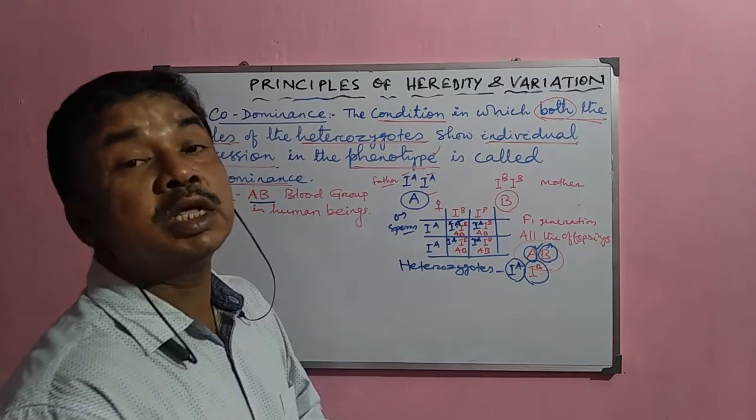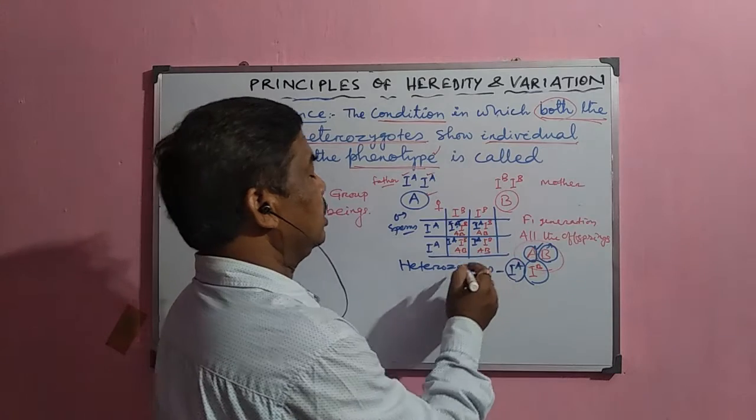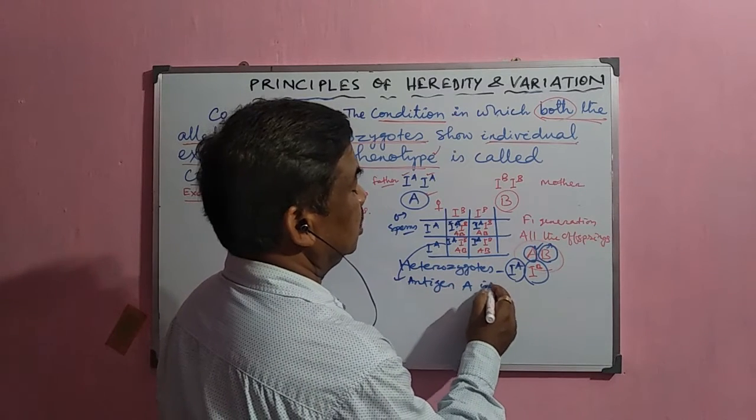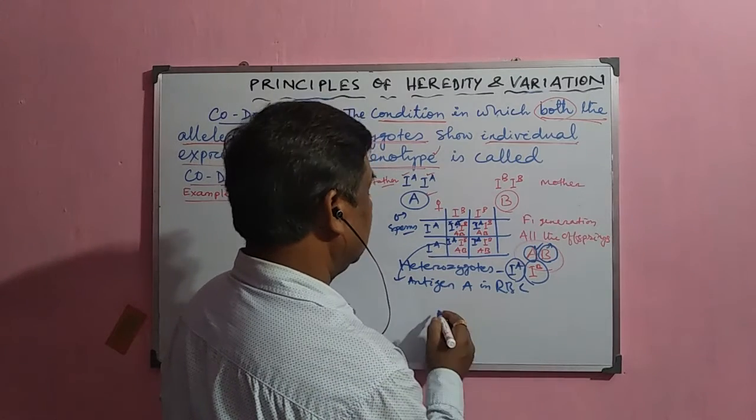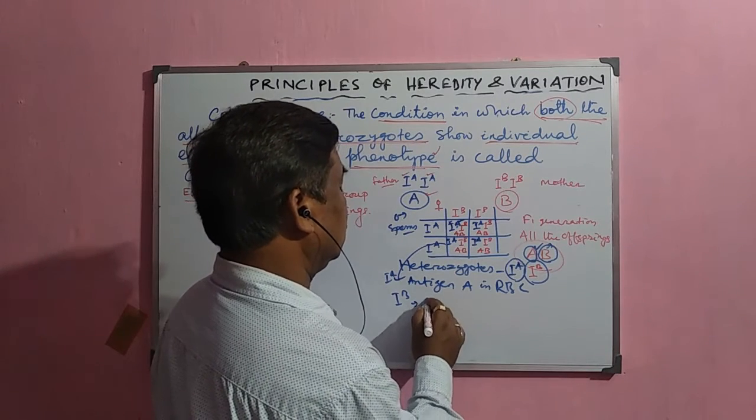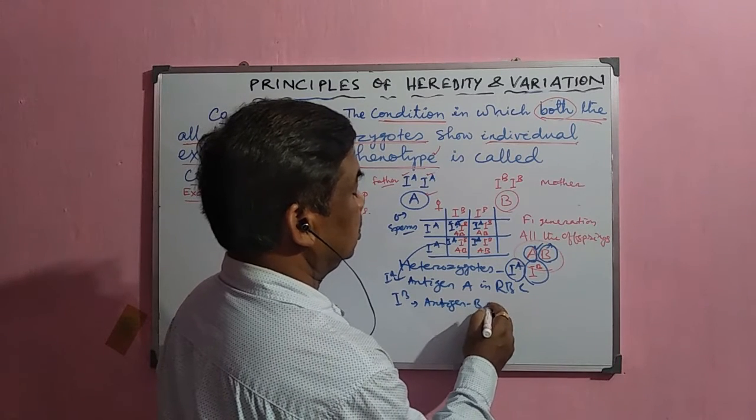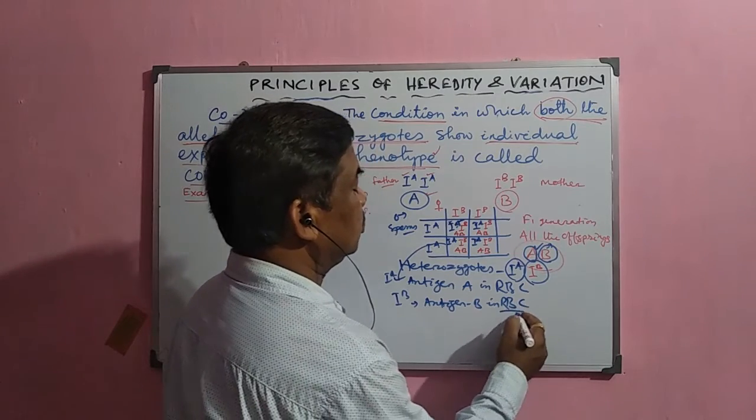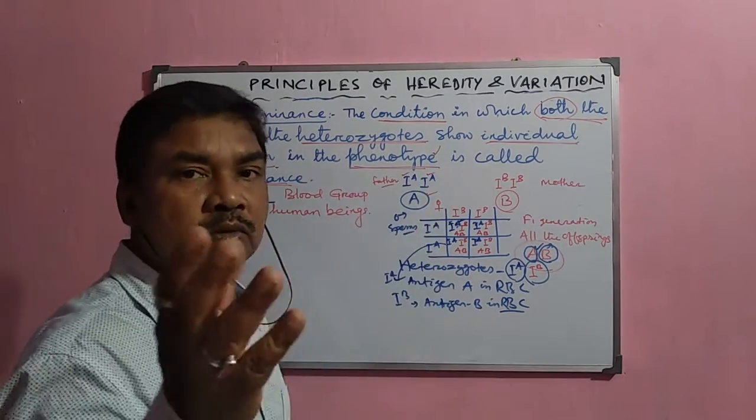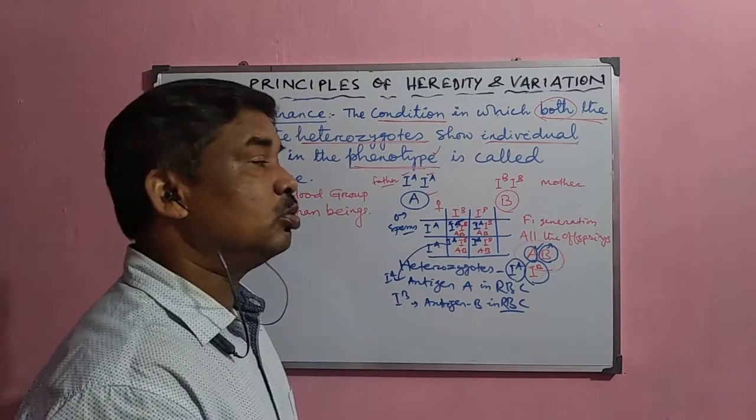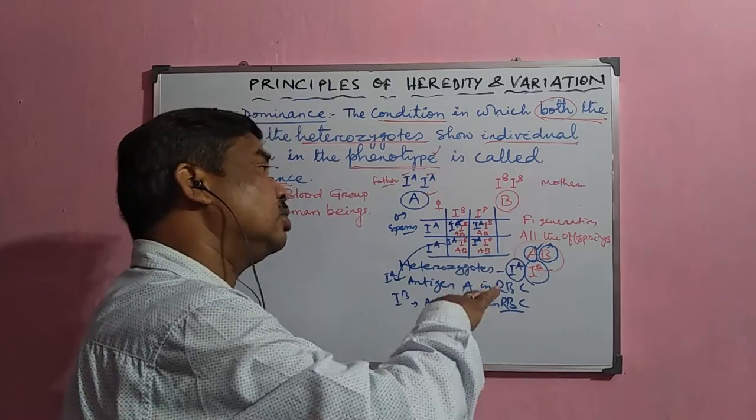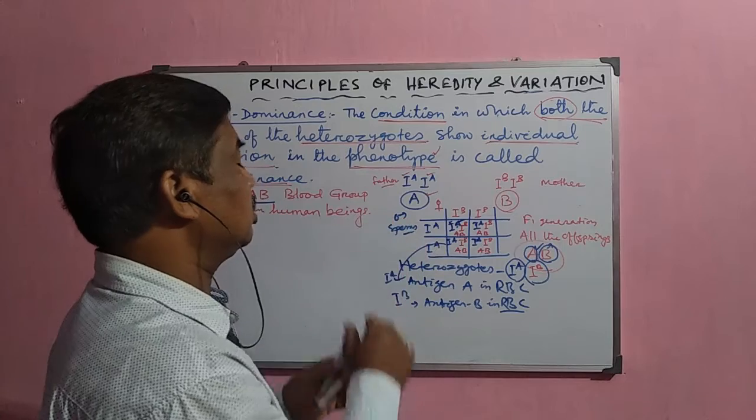So both A and B remain parallel to one another. This IA produces antigen A in the membrane of the RBC, and this IB produces antigen B in the membrane of the RBC. That is why they protect their identity in expressing the character. A is expressing its own character and B is expressing its own character. Both are there, but they never lose their identity. Neither A is dominant nor B is dominant. There is no dominant-recessive form, but both occur simultaneously.